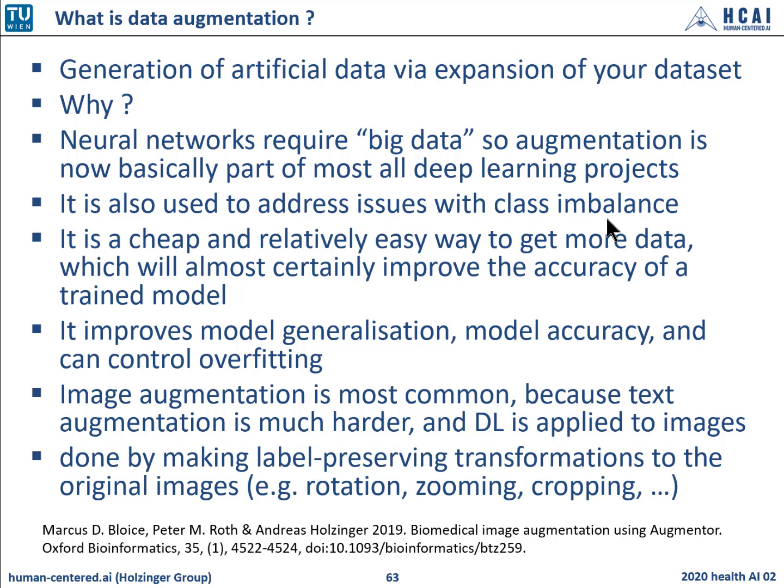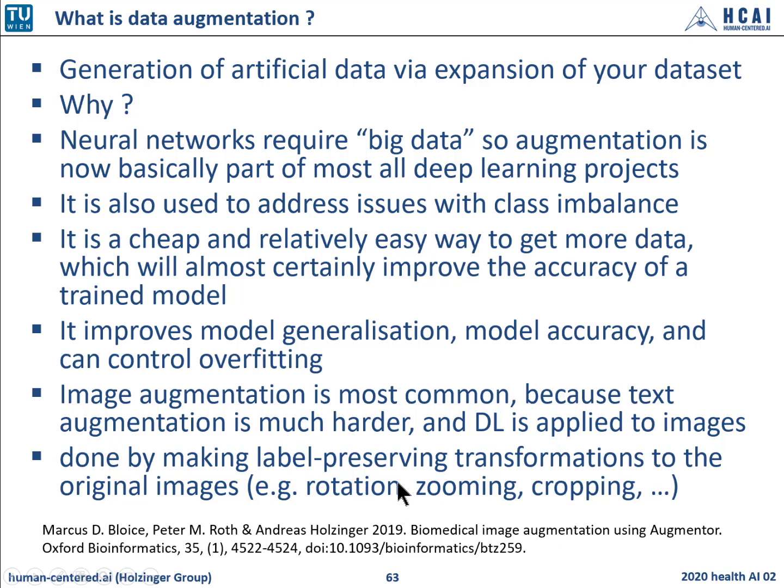And as I have mentioned, it is cheap now and relatively easy to get more data that can make a model more robust to unseen data. So in many situations data augmentation is just a no-brainer. So this is just a need. So image augmentation is most common because text augmentation is much harder, and deep learning is applied to images, but it comes now to more and more text. So we will also touch this text augmentation problem.